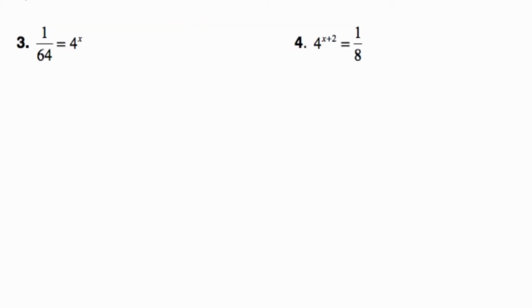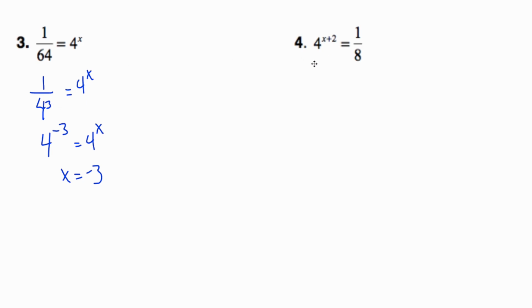All right, now getting to a more challenging problem. I now have 1 over 64 equal to 4 to the x. Well, I need to make a common base of some kind. And what I recognize is that 64 is 4 to the power of 3, so this is 1 over 4 to the power of 3. If I rewrite this again, I pull the 4 to the top. This is 4 to the negative 3 is equal to 4 to the x. Well, now I know that x must be negative 3.